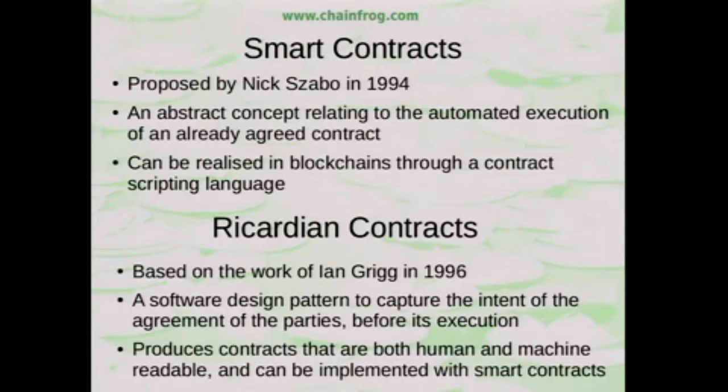And a related concept is Ricardian contracts, which is from Ian Grigg in 1996. They are a design pattern that is meant to capture the concept of the contract before you code it up. So with the two of them, you actually basically have this opportunity to take a contract that human beings understand, produce some machine-readable code so that they agree that it's going to do what they want it to do, and then code it up and execute it on a blockchain. Again, there's heaps more on this stuff on the web if you want to read up about it.